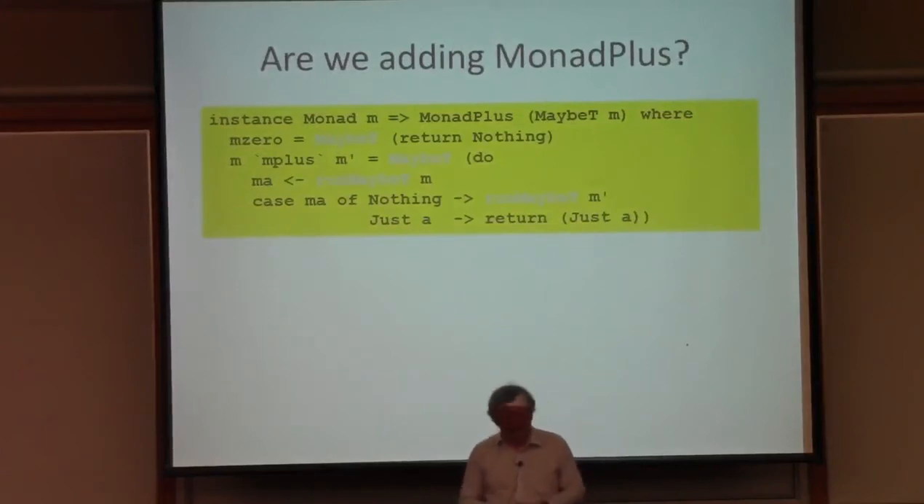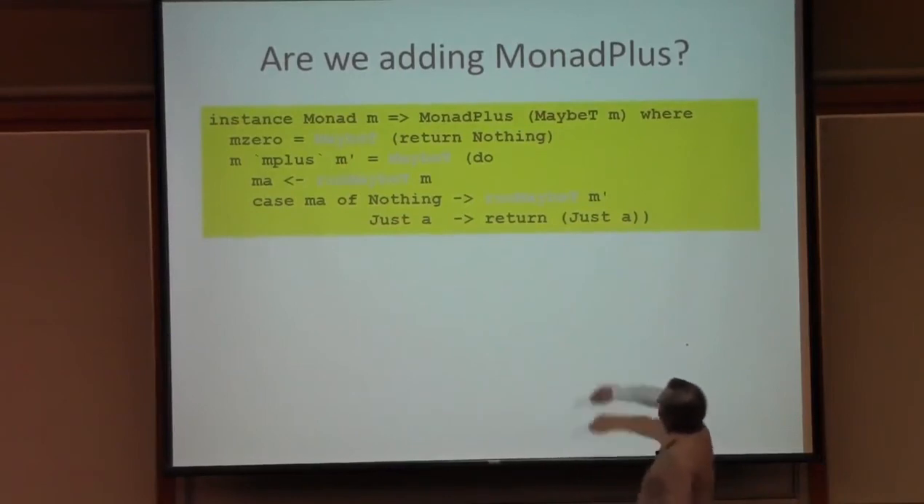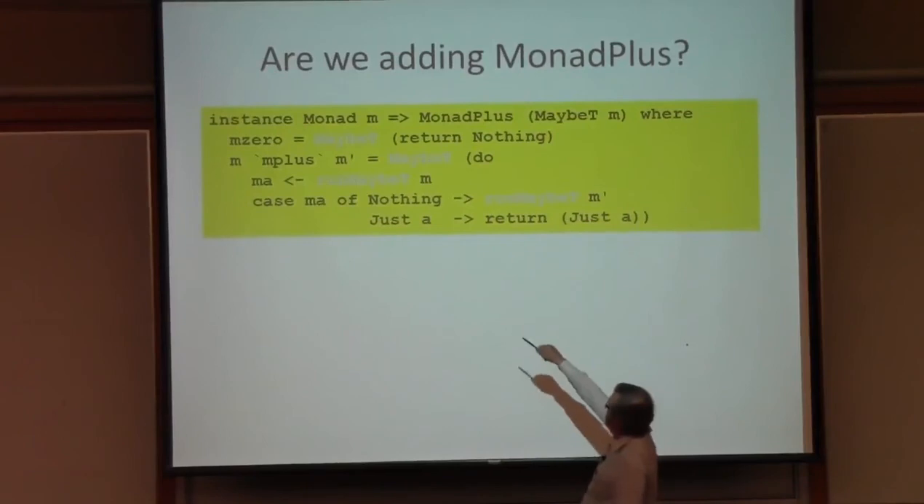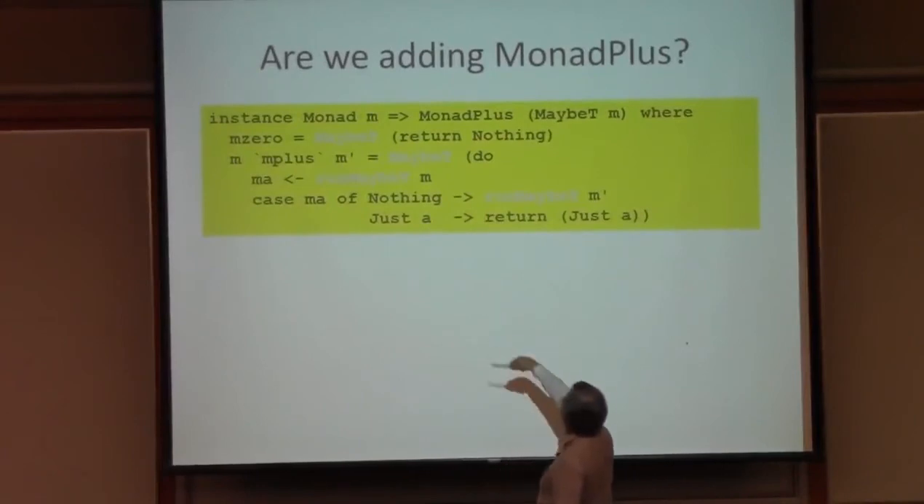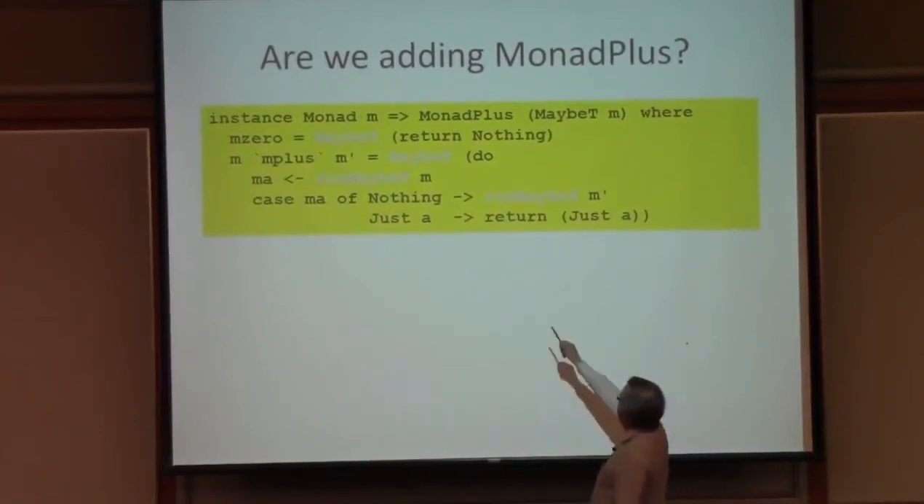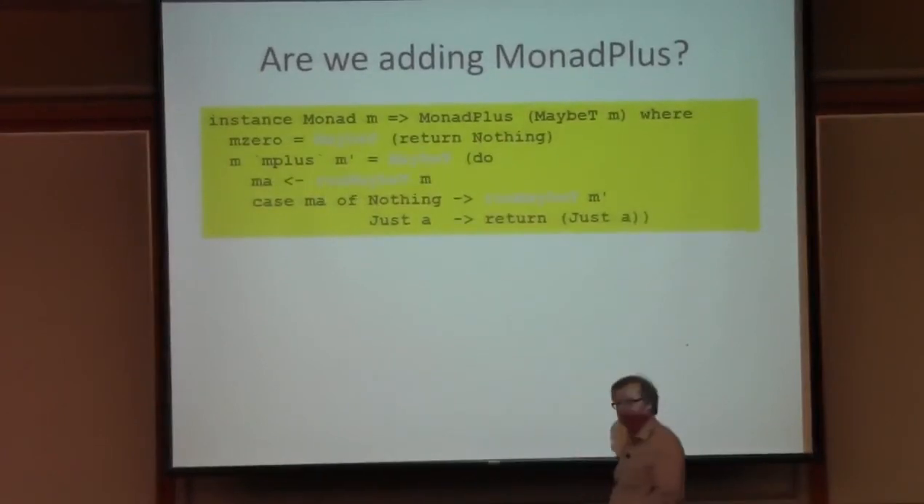Okay, and then we also have to ask, can we write a monad plus instance for maybeT m? So have we succeeded in adding this capability? And we can do that too. So mzero will just return nothing in the underlying monad. mplus tries the first alternative first, inspects the result. If it's nothing, it runs the second. And if it's a just, then it just returns that first value.